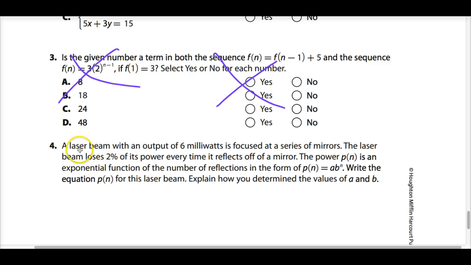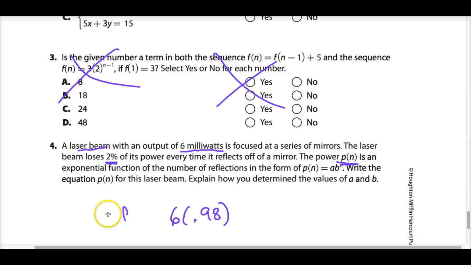This is really easy. There's a laser beam and the output is 6 milliwatts. What that means is you start with 6 milliwatts, kind of like grandma starting with $6, right? So the laser beam loses 2% of its power every time it reflects off a mirror. So what is 2%? If you lose 2% out of 100%, isn't that 98%? Yeah, so we're going to say 0.98.